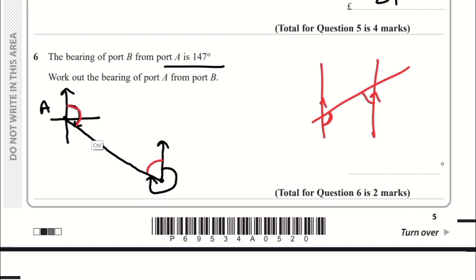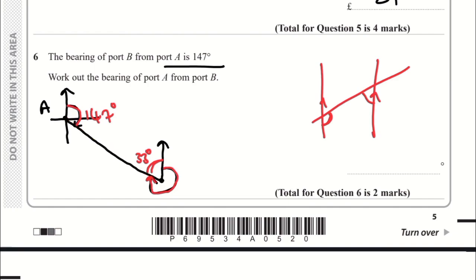So what does that mean? Since this angle here is 147 degrees, for us to get this other angle, we have to subtract that from 180 degrees. If you subtract 147 from 180, you are going to get what? 33 degrees. So this is 33 degrees. But we're not interested in this angle. We're interested in this bearing, this one here, from here all the way to the line that connects the two ports, which is this one here.